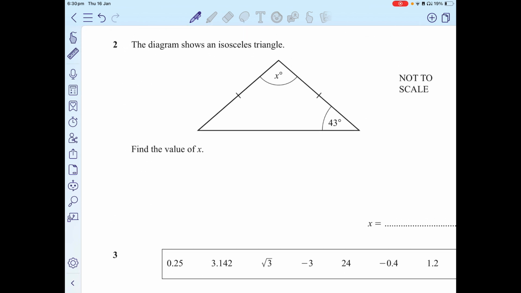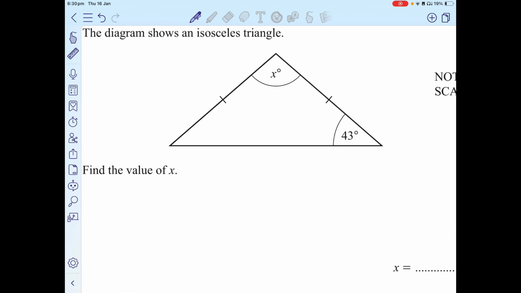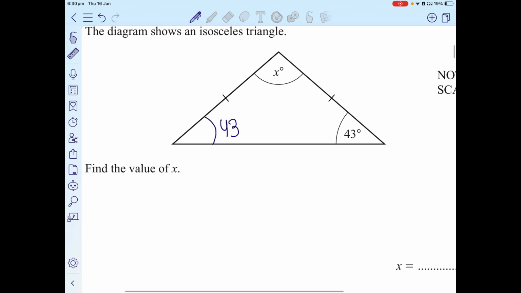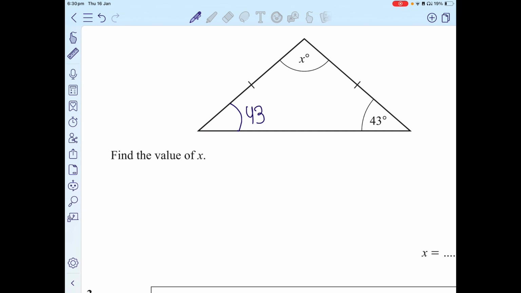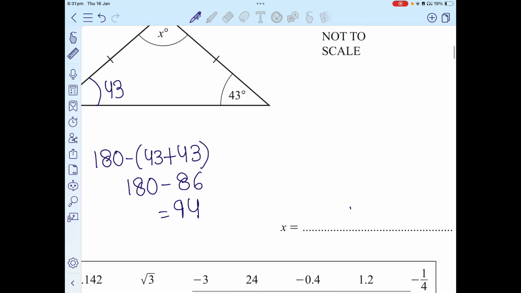It says the diagram shows an isosceles triangle. Find the value of x. Now, what does an isosceles triangle mean? An isosceles triangle is a triangle where the base angles are equal. So in this case, this angle would be 43. As we know that the sum of the angles in a triangle is 180, in order to find x, we do 180 minus 43 plus 43, so 180 minus 86, not using the calculator. That would be equivalent to 94 degrees. All right, now we'll move on to question number 3.